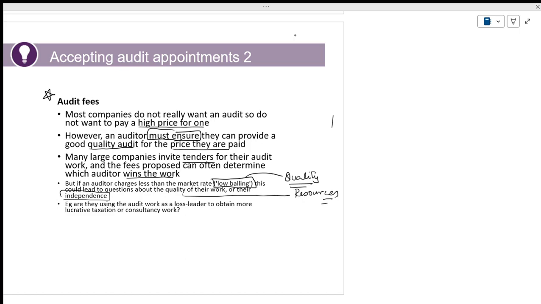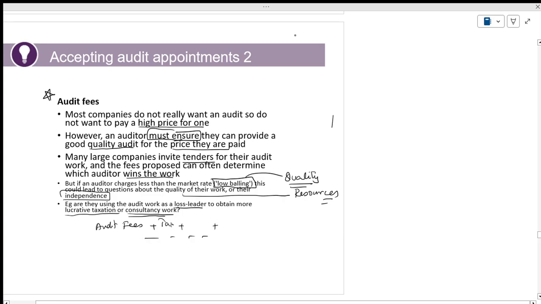They are using the audit work as a loss leader to obtain more lucrative taxation or consultancy work. Some people will say, okay, you are giving the service for the audit, and I will charge less. The moment I am charging less, the auditor will expect that I will get something with respect to tax audit, something with respect to consultancy services, some more services. Definitely it will help me in my business revenue.